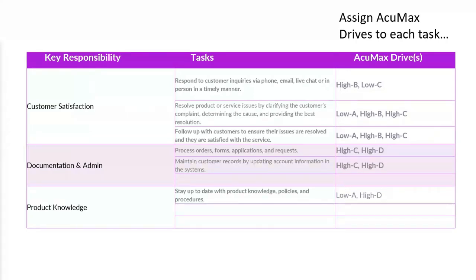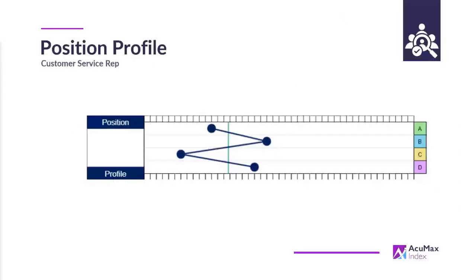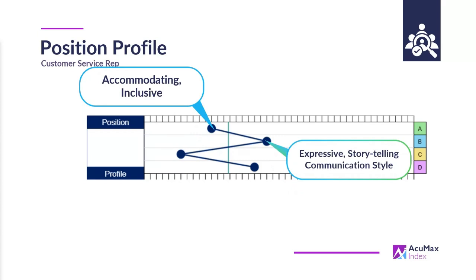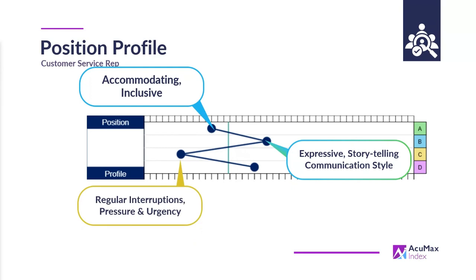create a position profile. So what that position profile for this CSR looks like is what you see on the screen. Now, this will make more sense to the manager because they've taken the time to look at the drives that are assigned with each task. So we know as a CSR, this individual needs to be accommodating and inclusive, expressive, more of a storytelling communication style, the B greater than A, social over task. Also, this person's probably going to have to deal with a lot of interruptions, phone calls, live chats, support tickets, and then more structured and data driven.